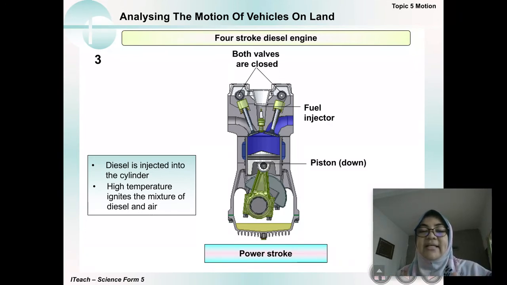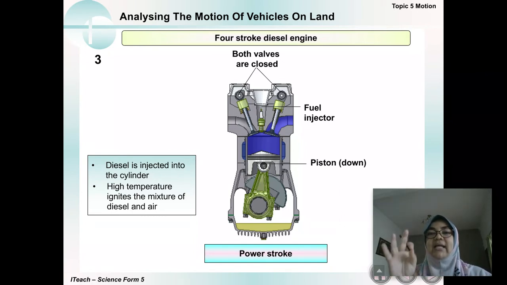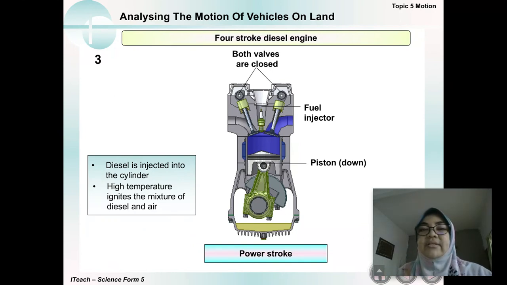So beza yang ketara dekat sini ialah power stroke. Power stroke pada petrol engine, dia gerak ke bawah, spark plug akan ignitekan, akan menyalakan, akan berlaku letupan-letupan kecil. Okay? Tapi kalau untuk diesel, pada peringkat power stroke ni, dia akan injectkan diesel. Okay? So bila diesel diinjectkan pun akan berlaku letupan-letupan kecil jugalah, dia akan ignite.